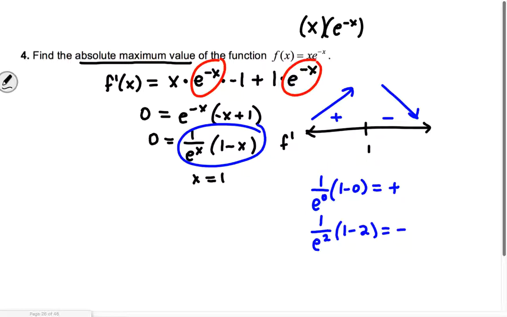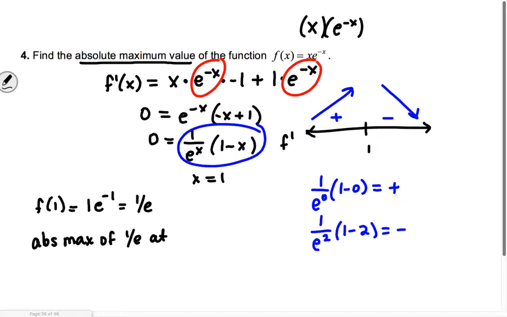Go back into the original, right? So we're going to find f of 1. So I have 1 times e to the negative 1, which is 1 over e. So we're going to say absolute max of 1 over e located at an x value of 1. So at x equals 1. You guys read my 1 over e, it's a little sloppy. 1 over e.